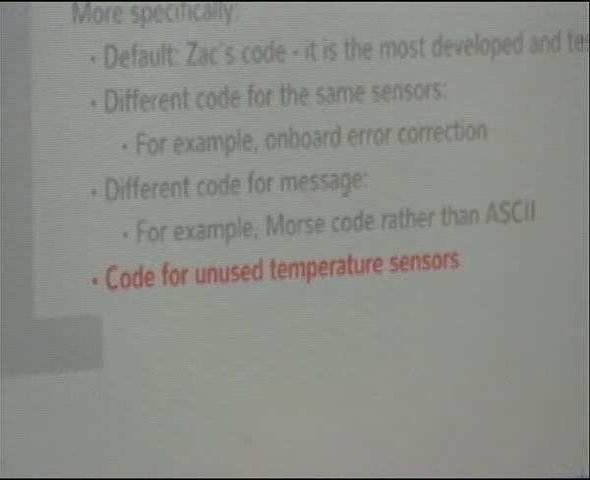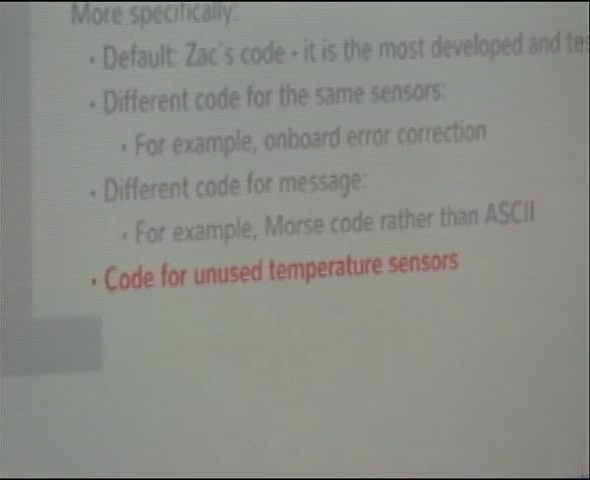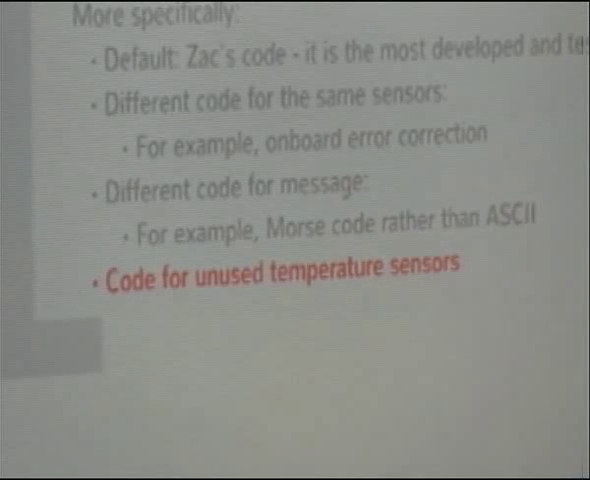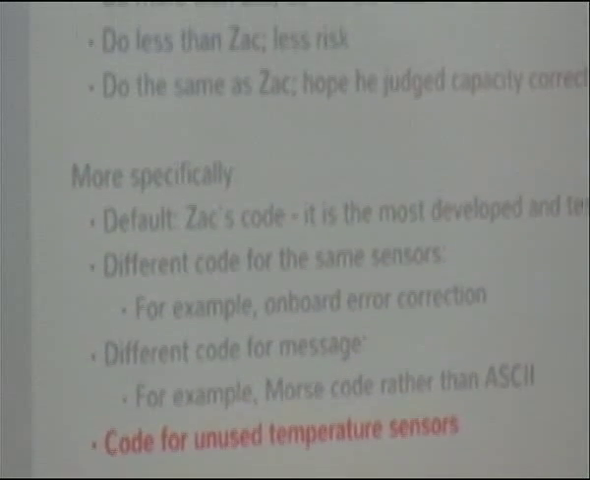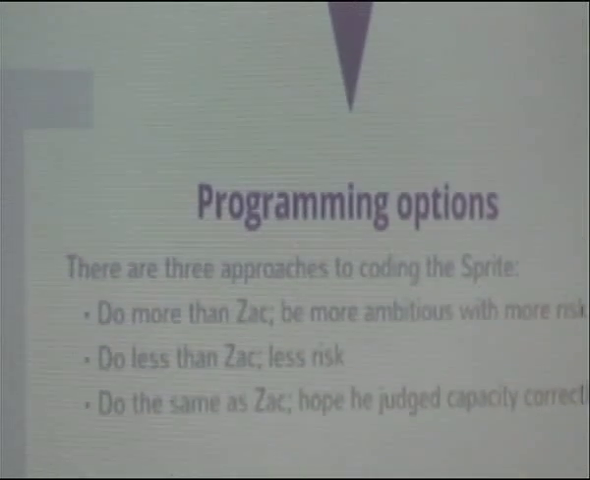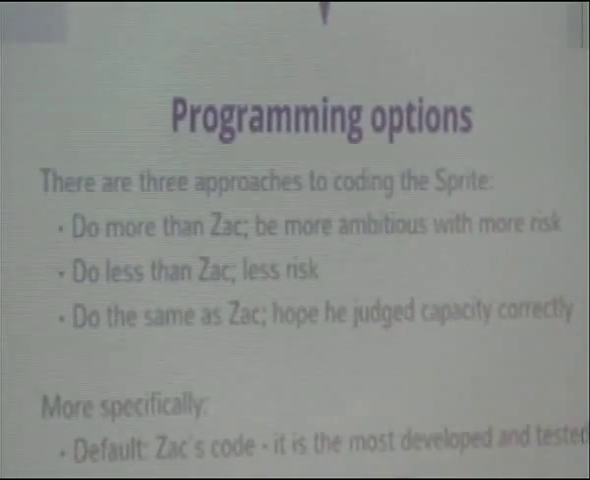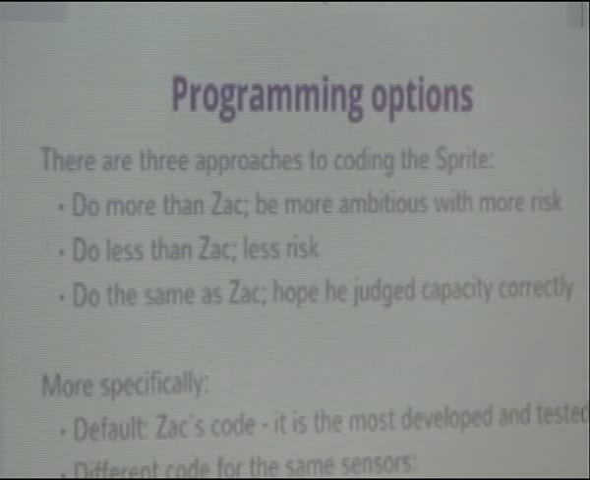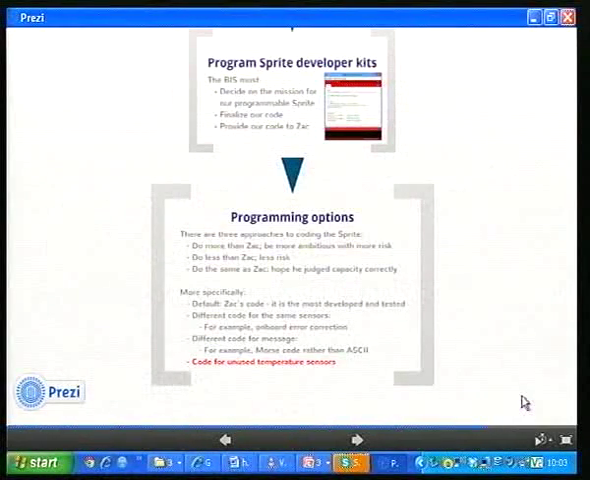The main programming options were to be more ambitious than Zach Manchester, which seemed a little bit dangerous, be less ambitious than Zach Manchester, which was a little bit safe, or do something completely new with what we've got there. And we've taken the approach of doing something new. So we could have just changed what Zach's got, or we could have gone for just a different message, but no, we're actually using the same sensors to do different things.